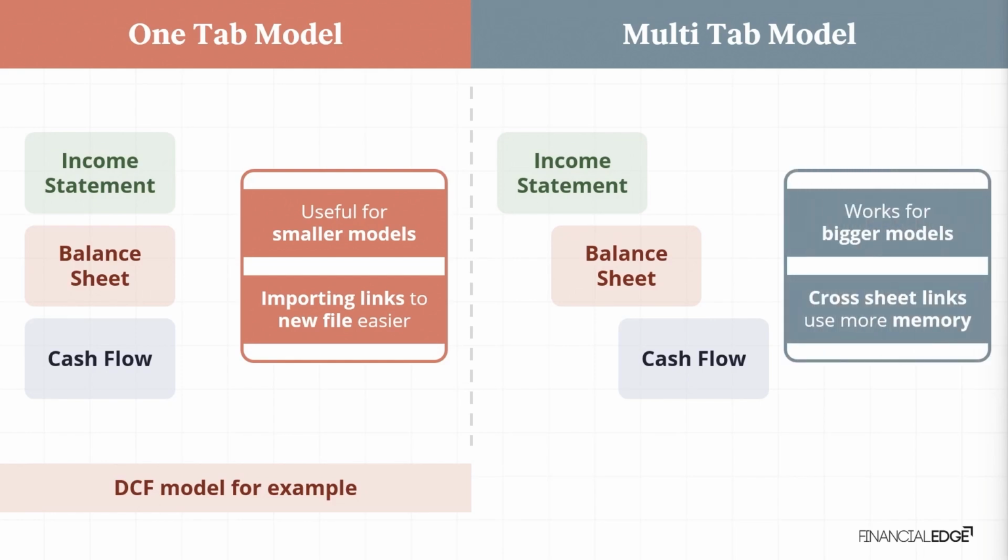However, cross-sheet links will exist between those tabs. For instance, your income statement links to your balance sheet, which links to your cash flow statement, and this can use up more memory. So do be aware it's going to be a larger file size and it's going to run that little bit slower. We often see this on LevFin, i.e. leveraged finance models.